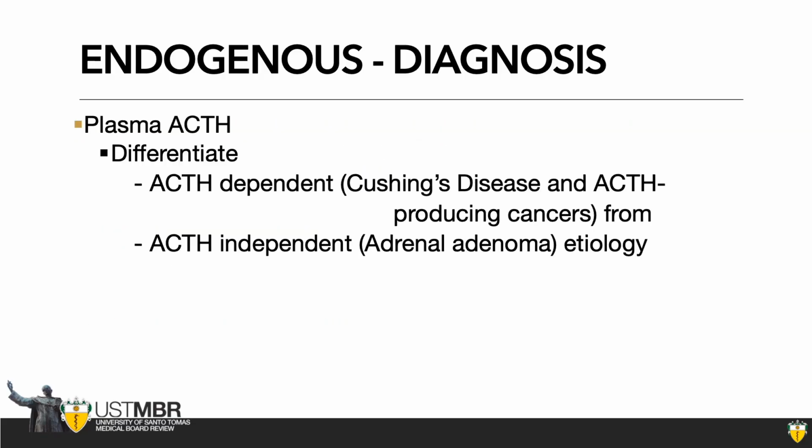Once those three screening tests are abnormal, you differentiate whether it's ACTH dependent or ACTH independent, so that you know which radiologic test you're going to request. If the ACTH is high, then the first thing you do is MRI. Remember, Cushing's disease still outnumbers ectopic ACTH. If the ACTH is low, that means the pituitary is responding appropriately, then the problem must be at the level of the adrenals.